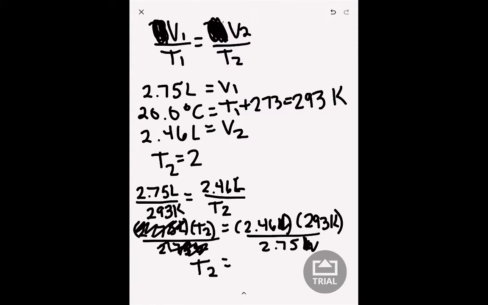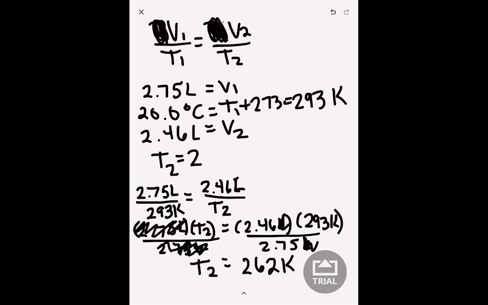Now we're going to punch that into our calculator: 2.46 times 293 equals, and then divide by 2.75 equals. And I get 262.101818. As you can see here, 3 significant digits is my least number, so I need 3, so 262, and that is 262 K. Now, if it asked us for Celsius, we would subtract 273.